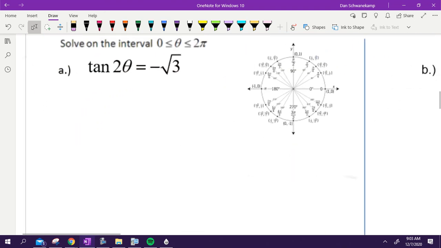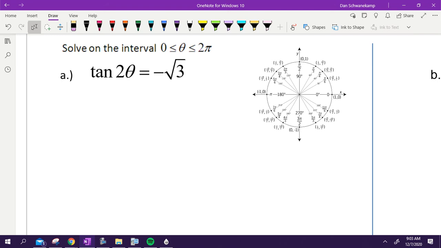All right, let's do it. We're solving this thing on an interval. This part of this is so important. This is what determines everything about this problem, is that interval right there. So question A says tangent of 2 theta equals negative radical 3. So let's solve that. Everything we know about solving, we can still do here. I'm trying to get theta by itself. I want to get rid of tangent. How do I get rid of tangent?